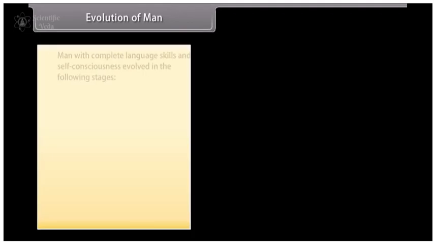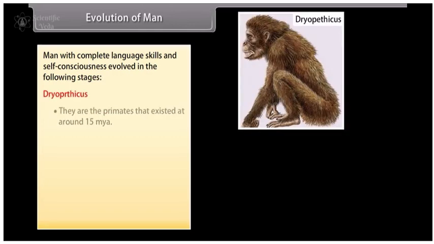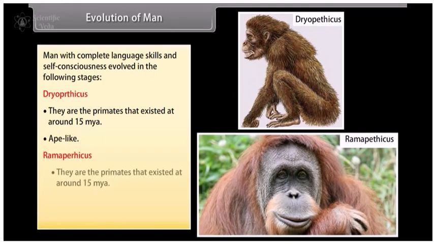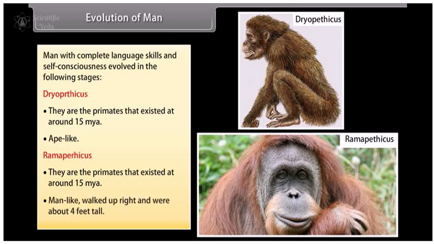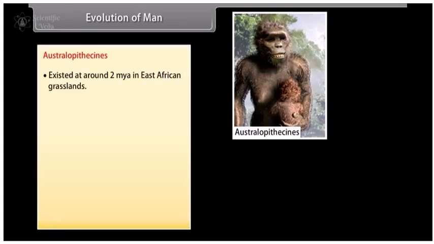Evolution of man. Man, with complete language skills and self-consciousness, evolved in the following stages. Dryopithecus are the primates that existed at around 15 million years ago, ape-like. Ramapithecus are the primates that existed at around 15 million years ago. Man-like, walked upright and were about 4 feet tall. Australopithecines existed at around 2 million years ago in East Africa grasslands. First human-like beings, called Homo habilis.